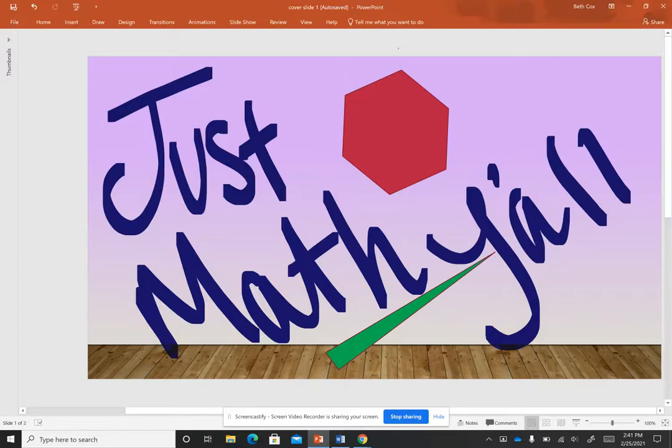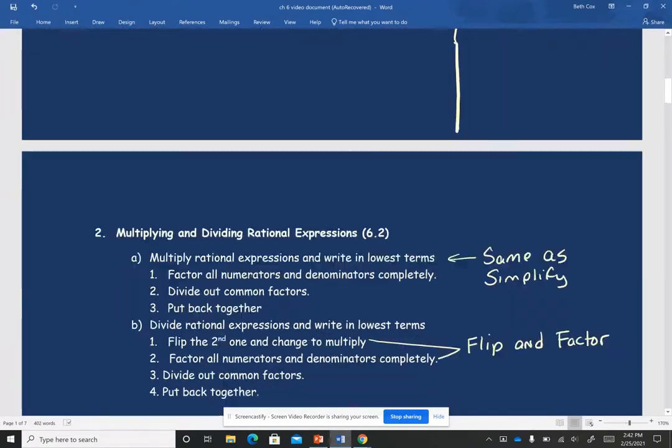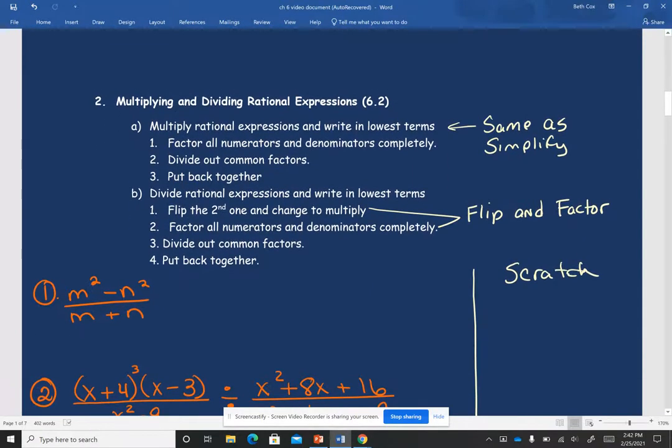Okay, here we are. In this next video, we are going to learn how to multiply and divide rational expressions. It's just math. Y'all can do it. Come on, let's do it. Here we go. All right. So now we're going to multiply and divide rational expressions.